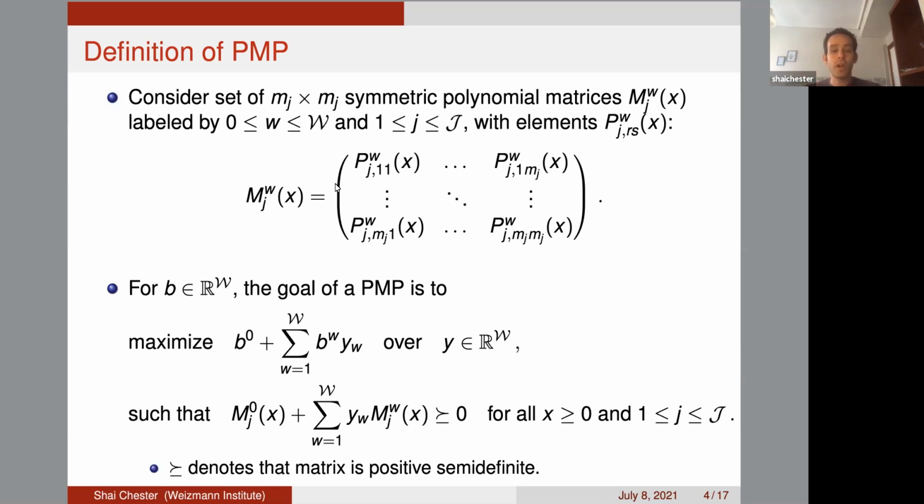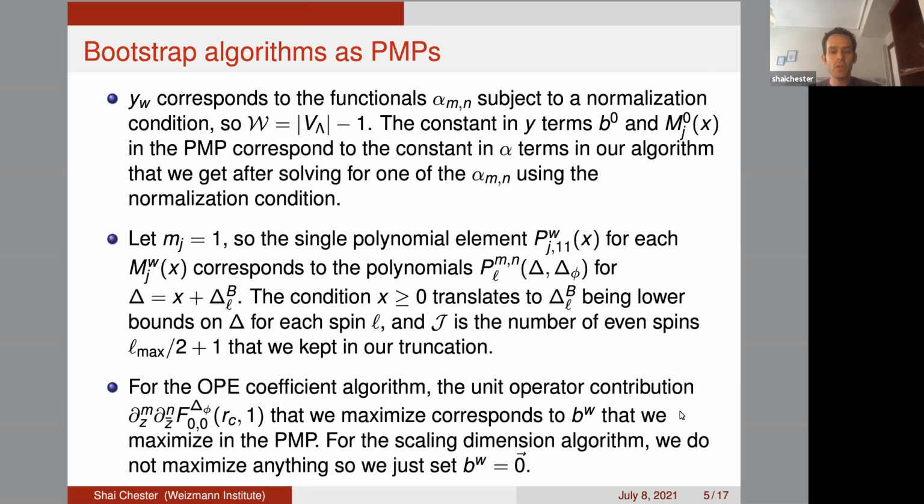M just has one component for our simple case, and it's just a polynomial in X, where X is related to delta by a simple shift. And then that's it. And then J is related to the spin. So you can see that in a very simple way, our Bootstrap algorithm is a PMP. So yeah, any questions about this mapping?